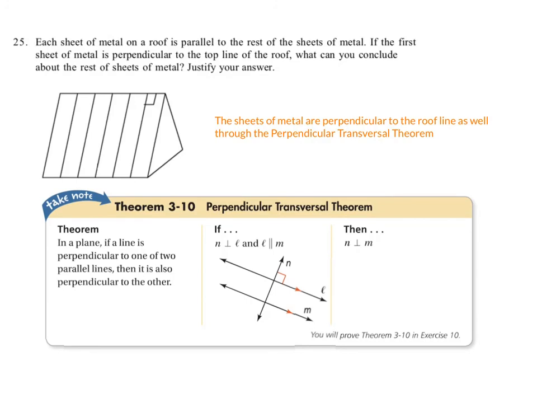And again, just to clarify, when do we know that we're using the perpendicular transversal theorem and not the converse of it? Well, if we're told that the lines are parallel, and we are told that, okay, in this case the sheets of metal, then we're just going to use the theorem itself. If we're going backwards to prove the lines parallel from the information, then we use the converse.